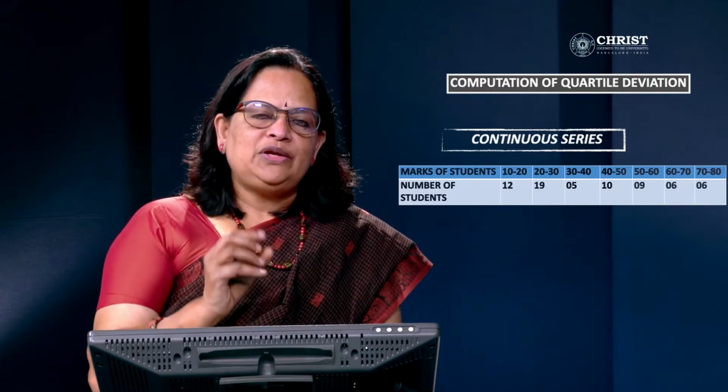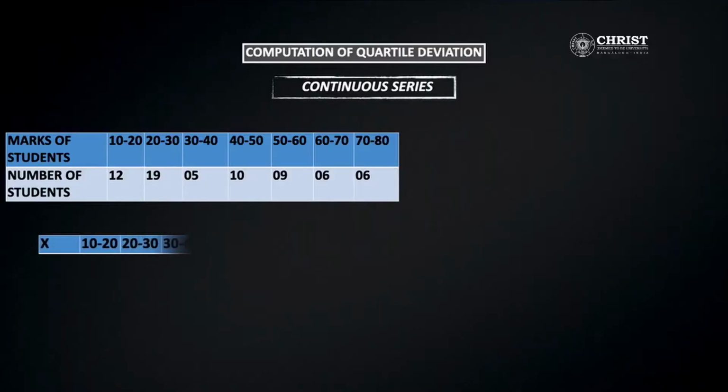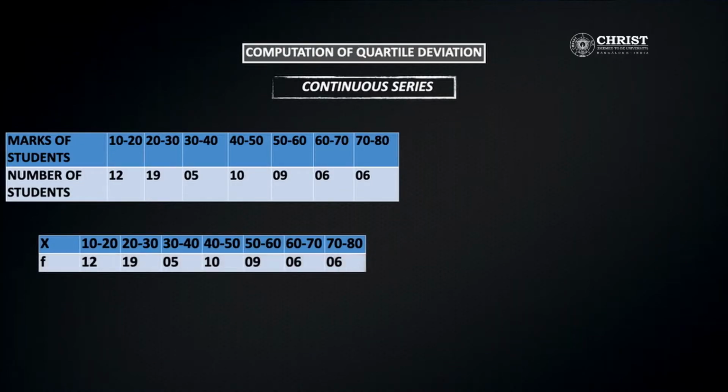One thing you have to remember: for calculating the Q1 class and Q3 class in a continuous series, it's n by 4. There is no n plus 1. It's not n plus 1 by 4, whereas for discrete and individual observations, we are using n plus 1. So this is the important point you have to remember here. When you are calculating, x values are there, f values are there, cumulative frequency values are there.